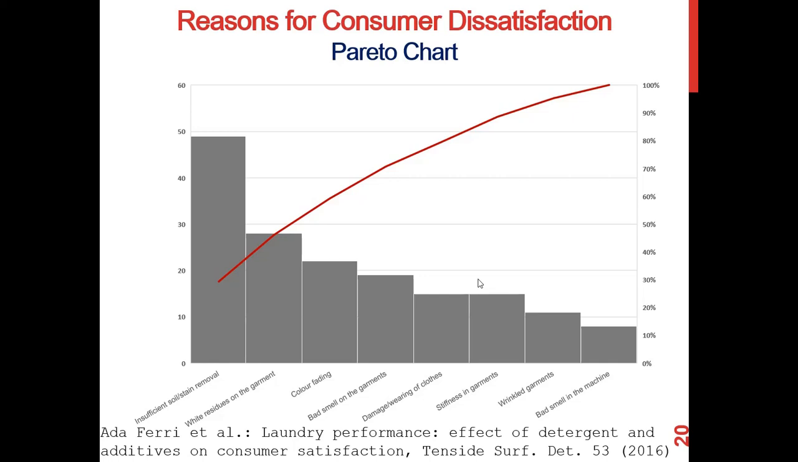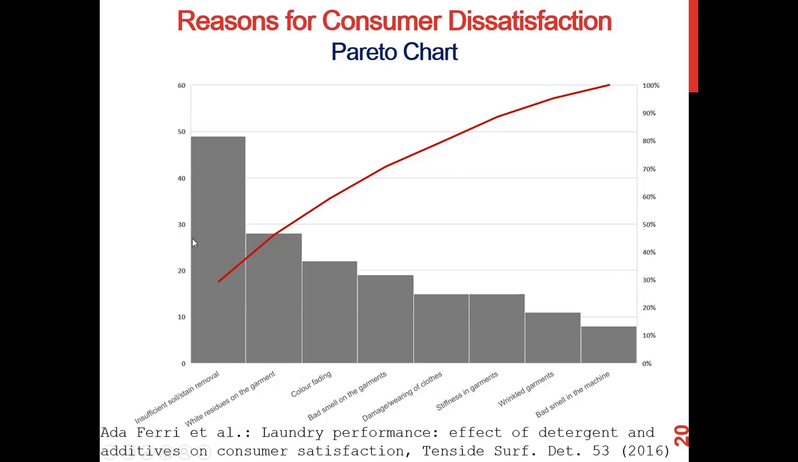Many people were asked. The survey was about some detergents, and people were asked, how satisfied are you with the detergent that you are currently using, and if you have issues, what are those issues, what are the reasons which make you unhappy about your detergent. So the most common reason was insufficient stain removal, and the least common reason was bad smell in the washing machine. Okay, and the other reasons are in between. I hope you can read the reasons on the x axis.